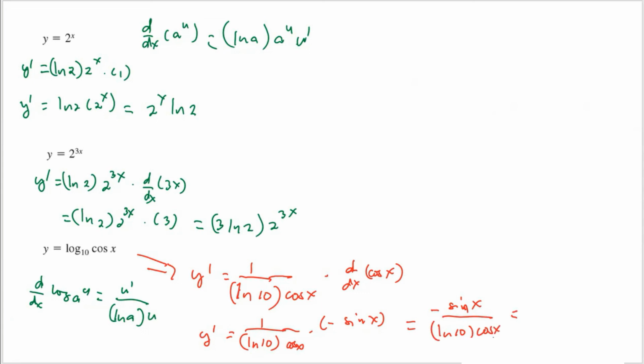But what is ln of 10? If you use your calculator, it will give you a decimal number, so just leave it as ln of 10. What we need to do to simplify is use the identity of sine x over cosine x. We know that sine x over cosine x is tangent x. So finally, our answer becomes the negative of tangent of x over ln of 10. That is now the answer for that problem.